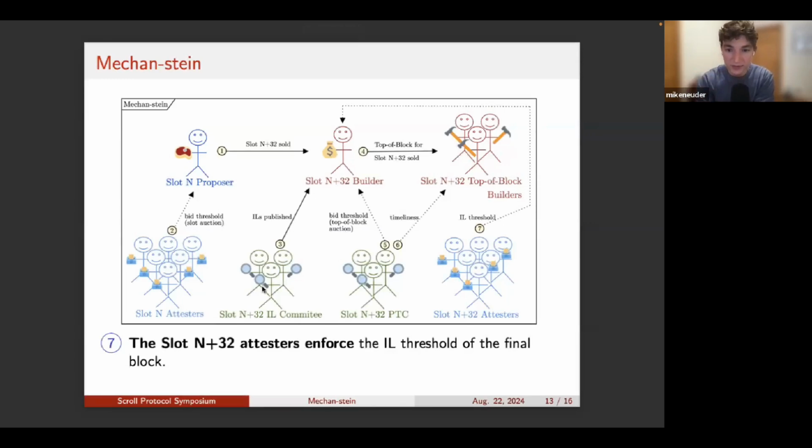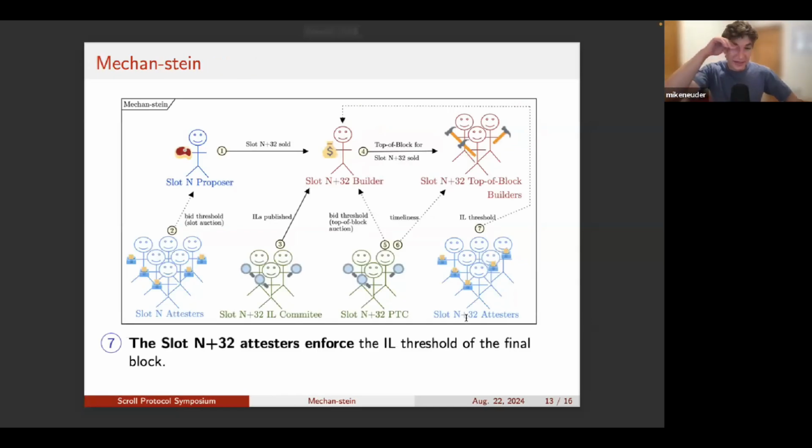And the last step here is the slot n+32 attesters, which are now enforcing the threshold of ILs that were published by the slot n+32 IL committee. So this is the wrapping up of the block. And it says, hey, given that this number of ILs were published, we're going to do this IL enforcement based on the aggregate IL you produce. So that's the final piece of the puzzle.